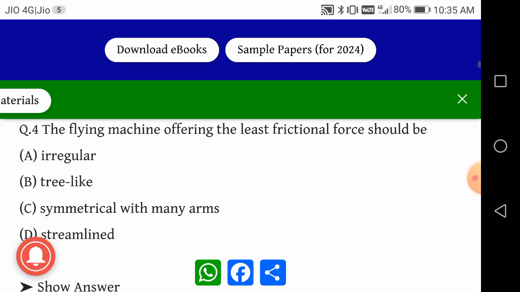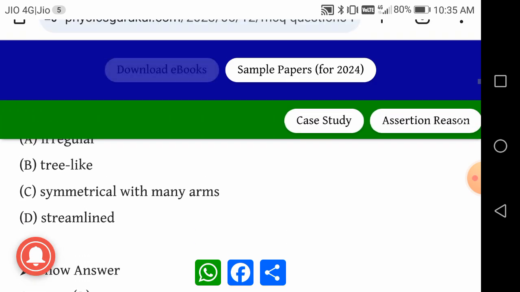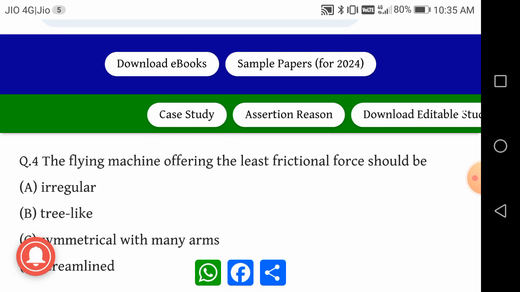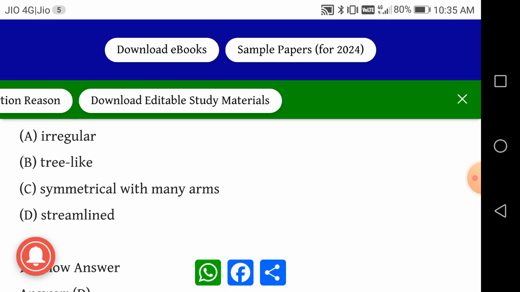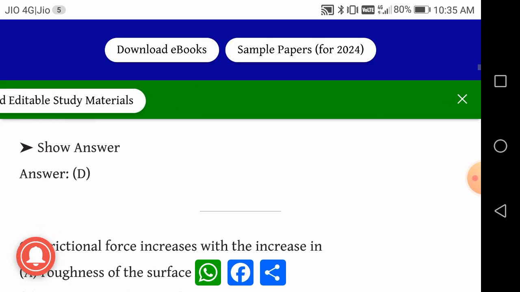The flying machine offering the least frictional force should be streamlined. Streamlining always reduces or minimizes the friction. Irregular, tree-like and symmetrical with many arms will also increase the friction.